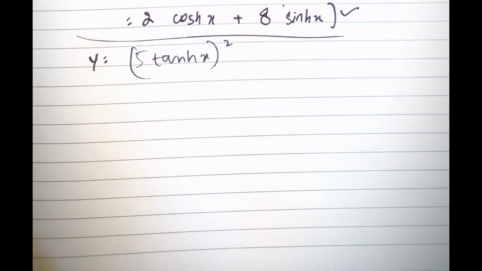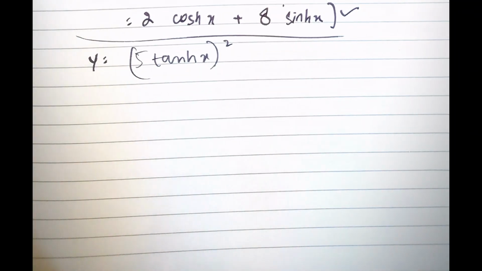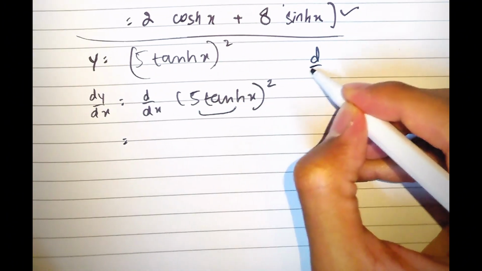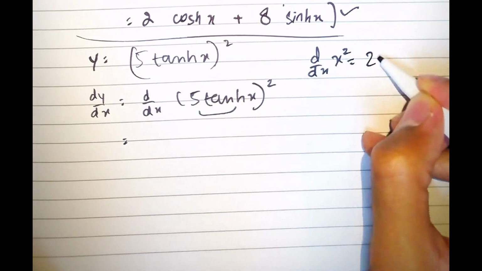Okay, so we have to find the derivative of 5 tangent hyperbolic x whole squared. First of all, this is actually x, right? If we have things like x squared, we can write 2x, right?